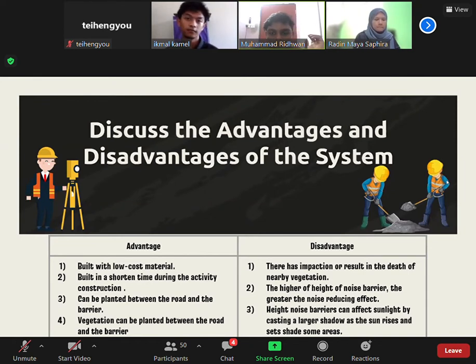The disadvantage is that it may have an impact or result in the death of nearby vegetation. The second point is the higher the noise barrier, the greater the noise reducing effect. The third is that a high noise barrier can affect sunlight by casting a larger shadow as the sun rises and sets, heating some areas. That's all from me. Okay.